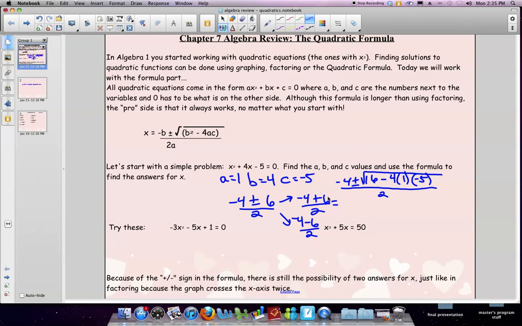Negative 4 plus 6 is positive 2. Divided by 2 is 1. Negative 4 minus 6 is negative 10. Negative 10 divided by 2 is negative 5. So my two possible answers for this problem would be positive 1 and negative 5.